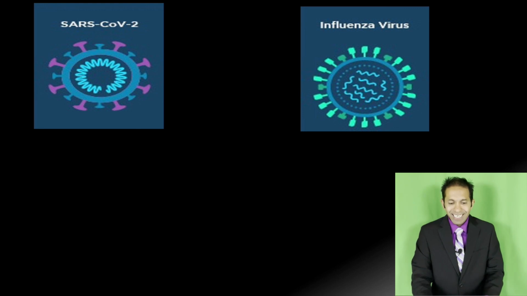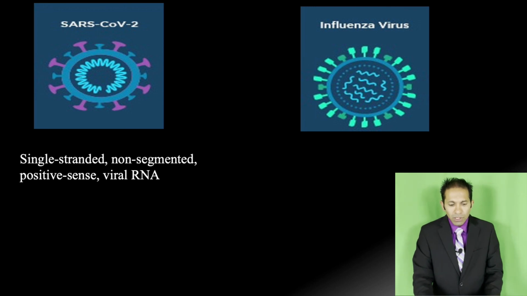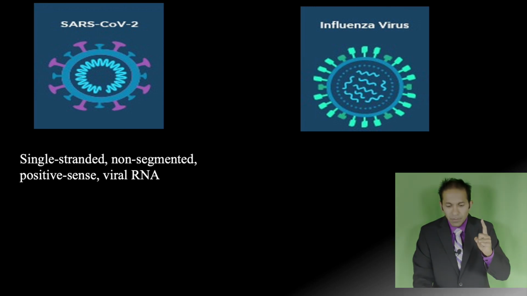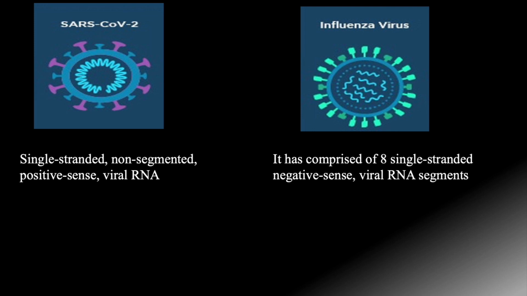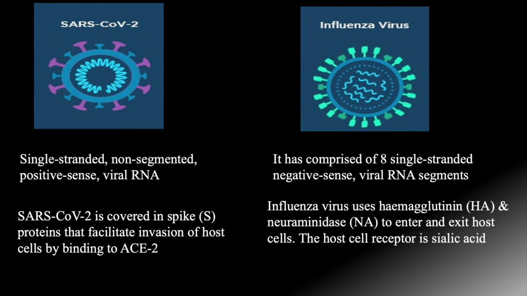So let's go to next slide and discuss the difference between SARS-CoV-2 and flu. So SARS-CoV-2 has a single-stranded viral RNA. Flu virus has 8 single-stranded negative sense viral RNA fragments. SARS-CoV-2 is covered in spike protein which binds with the ACE2 level. On the other hand, flu virus has hemagglutinin and neuraminidase which enter and exit host cell. Now these receptors in flu virus bind with sialic acid. That's how they gain entry to host cell.